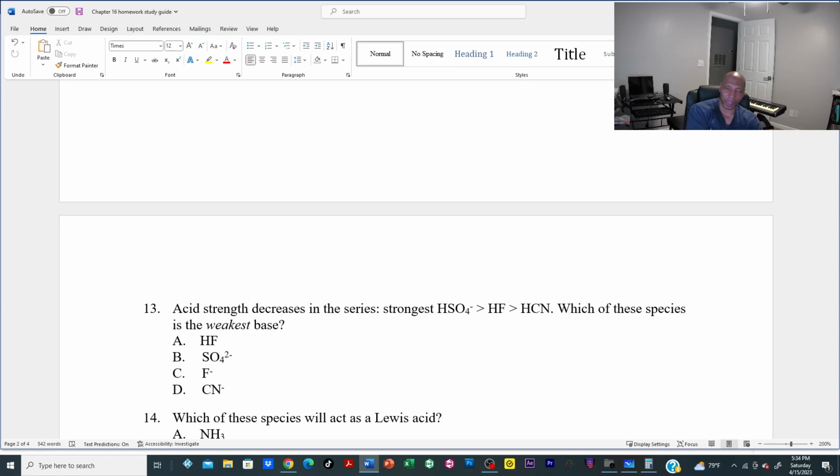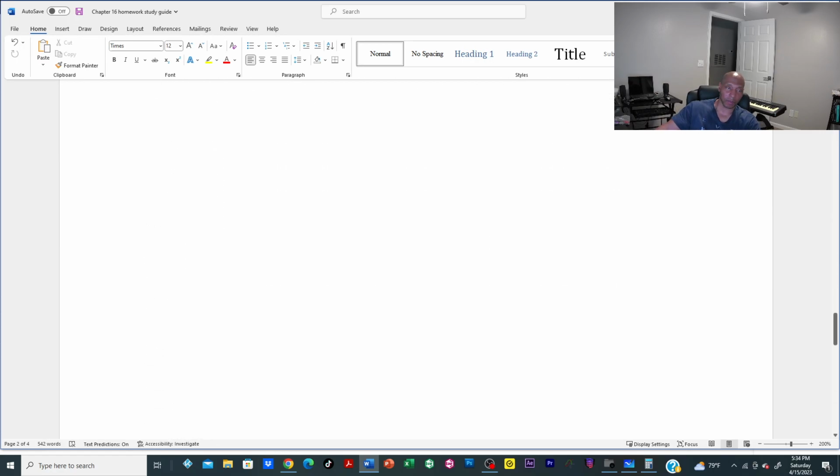Okay, so number 13, acid strength decreases in the series. We have the hydrogen sulfate anion, which happens to be the conjugate base of sulfuric acid. That's how potent of an acid sulfuric acid is. Its conjugate base is a weak acid, but it's one of the stronger weak acids around. So hydrogen sulfate, then you have HF, then you have HCN. Now remember, the stronger the acid, the weaker its conjugate base.